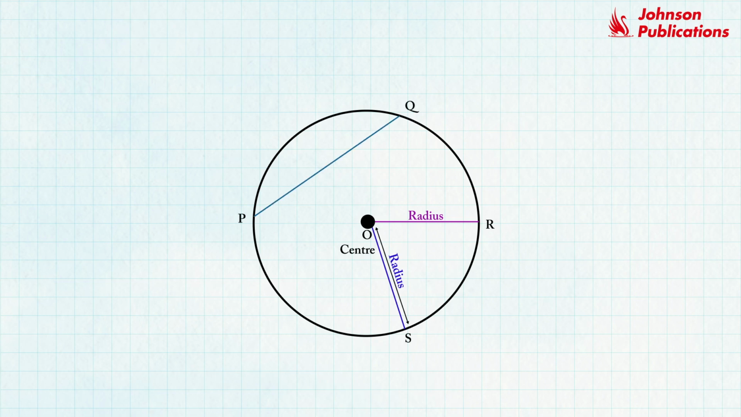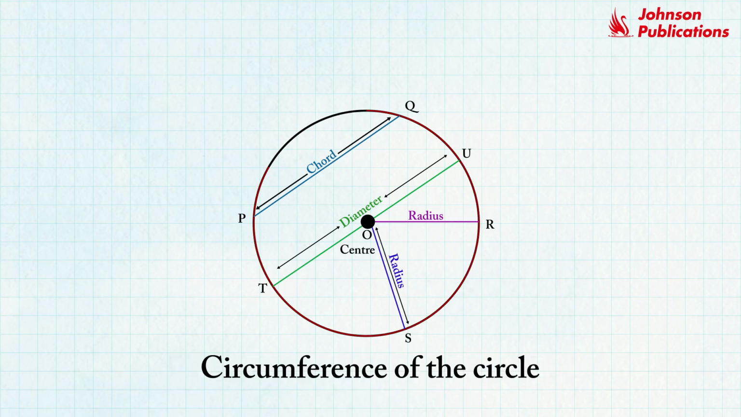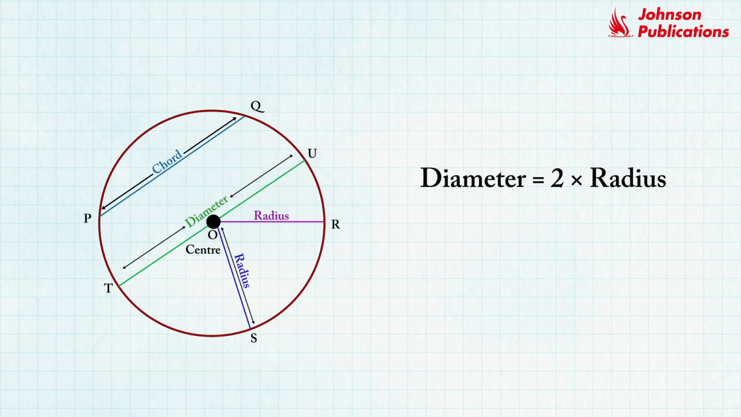A line segment that joins any 2 points on a circle is called the chord of the circle. A chord that passes through the center of a circle is called the diameter of the circle. TU represents the diameter of the circle. We can draw an infinite number of diameters in a circle. The length of the boundary of a circle is called the circumference of the circle. Diameter equals 2 multiplied by radius, or radius is equal to diameter by 2.